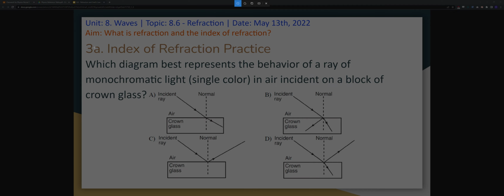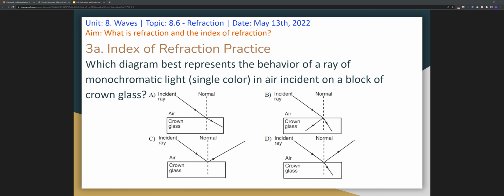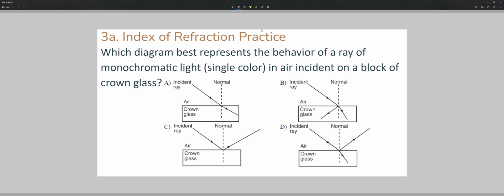Practice problem over here. Which diagram best represents the behavior of a ray of monochromatic light incident on a block of crown glass? So again, monochromatic means a single color. You're going from air to crown glass. Air has an index of refraction of 1, and crown glass has an index of refraction of 1.52.